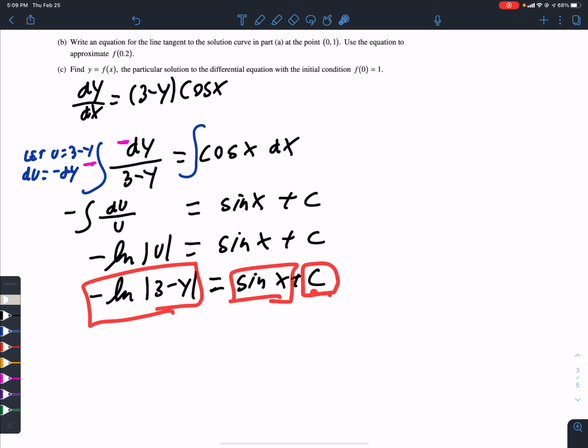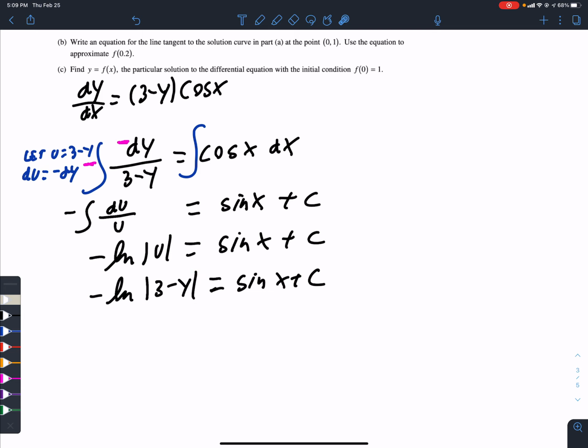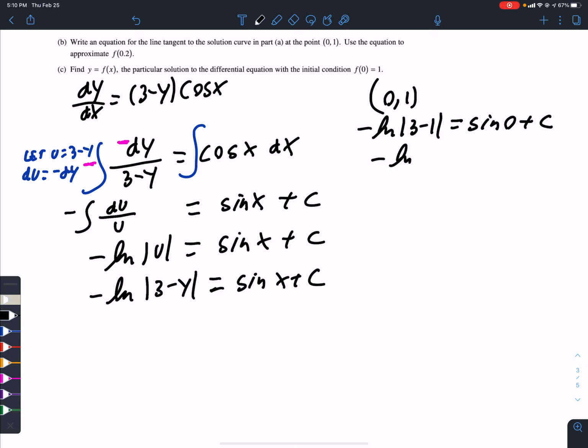Now, in recent tests, they don't do that. They don't give you a point for the plus c. They give you a point for finding c. So we're going to find c. So we know we go through 0, 1 because they told us here. So we're going to plug in 0 for x and 1 for y. Well, this is pretty easy. This is ln 2. Sine of 0 is 0 plus c. So c is minus ln 2. They actually gave you a point for finding the c.